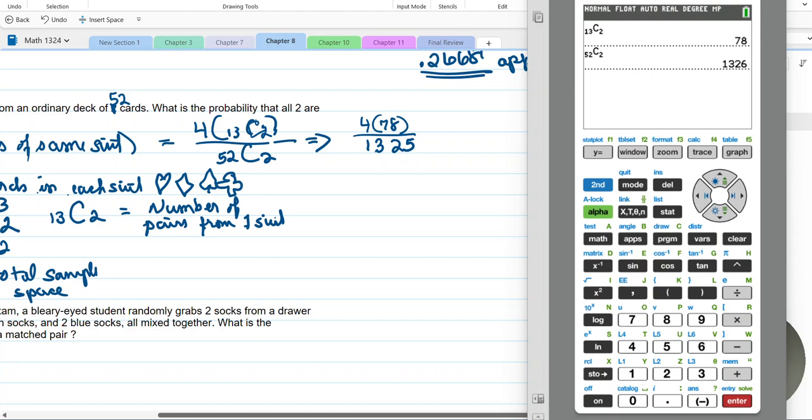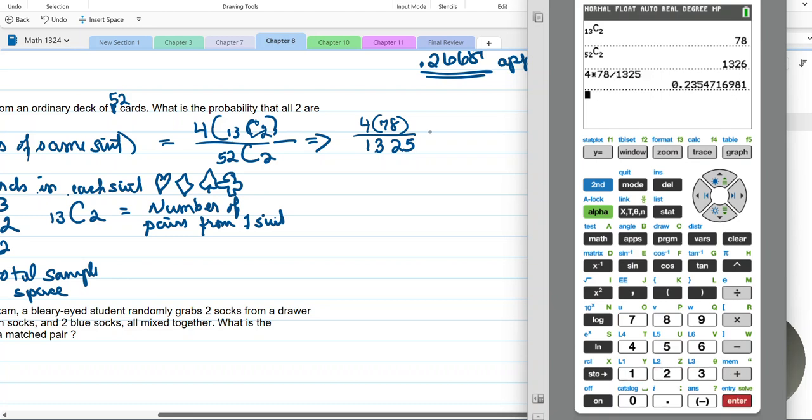All right. So what we're going to do now is either reduce or give a decimal value. But I think on this one, we're going to do a decimal value. No? Or we'll do both. We'll do both. So here we go. We're going to enter it. 4 times 78 divided by the 1325.